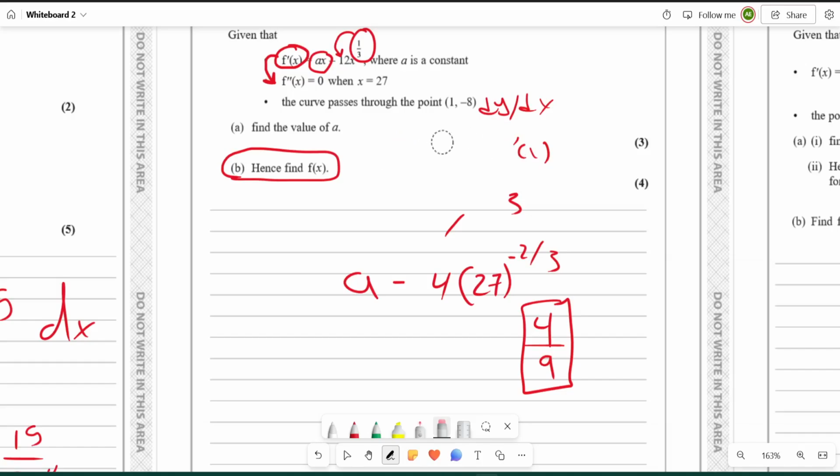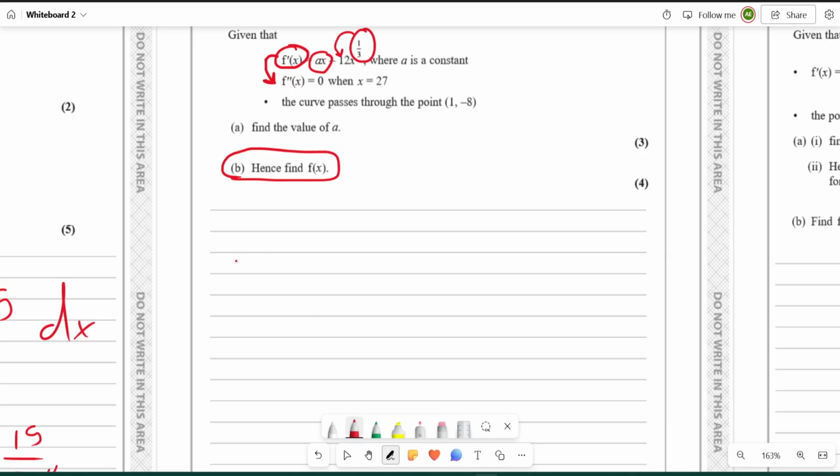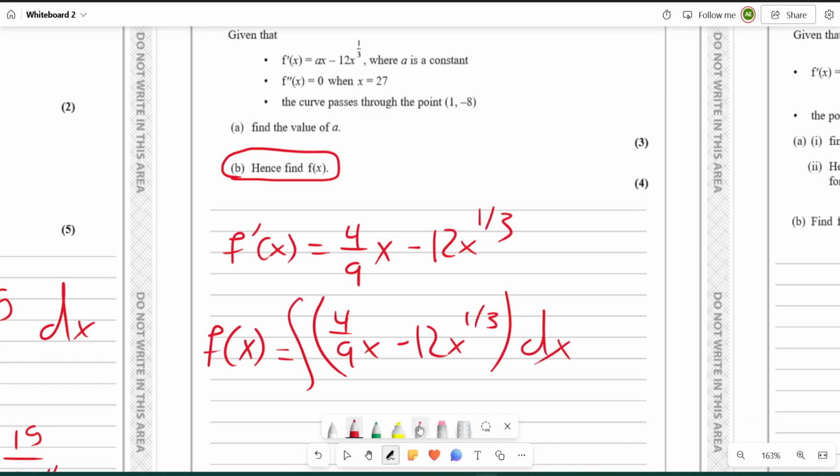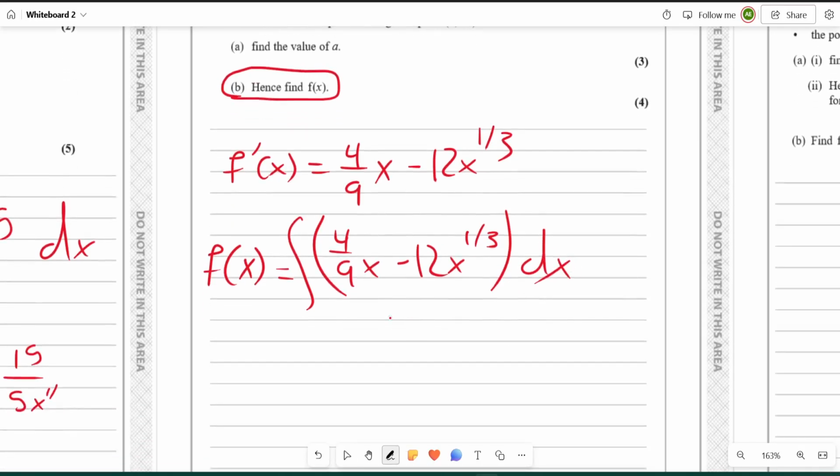Over here, what we will do is that we will rewrite f dash of x as, now we know what a is, 4 over 9 x minus 12x power 1 over 3. So to get f of x is going to be basically integration of 4 over 9 x minus 12x power 1 over 3 all multiply dx. I cannot forget to multiply by dx at the end.